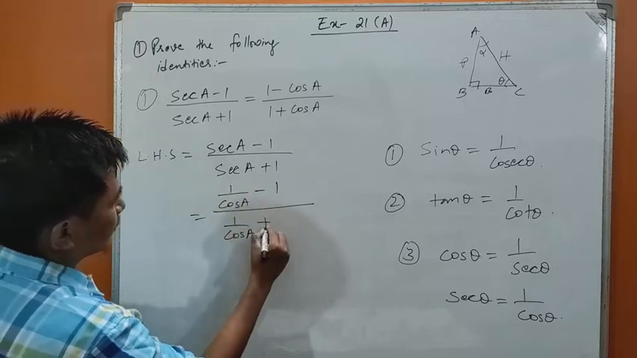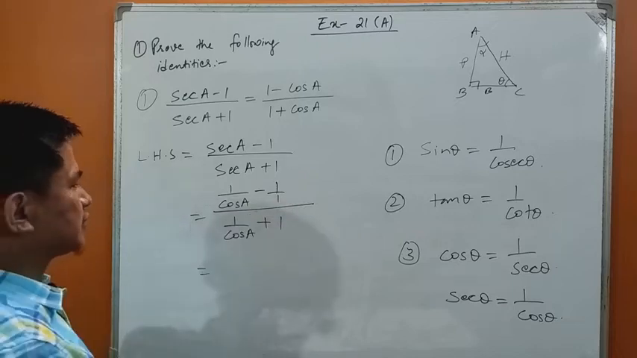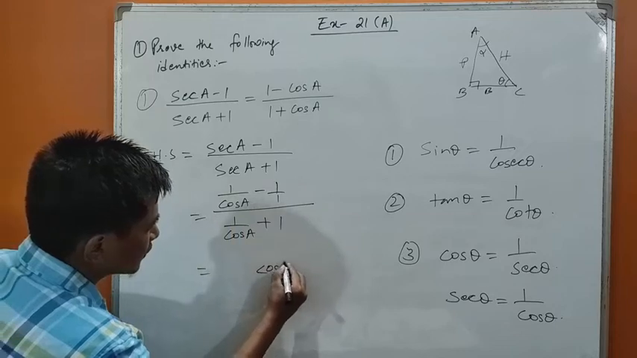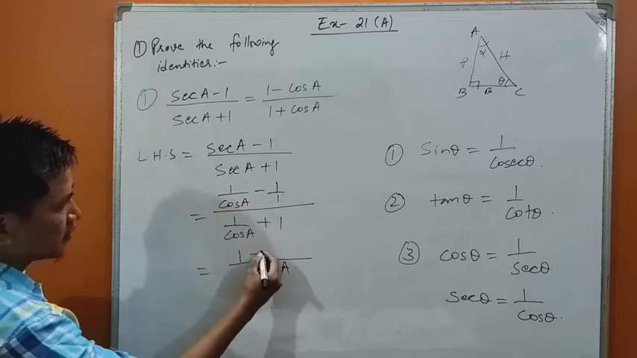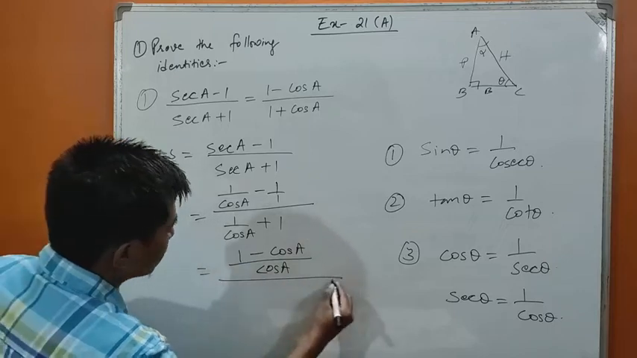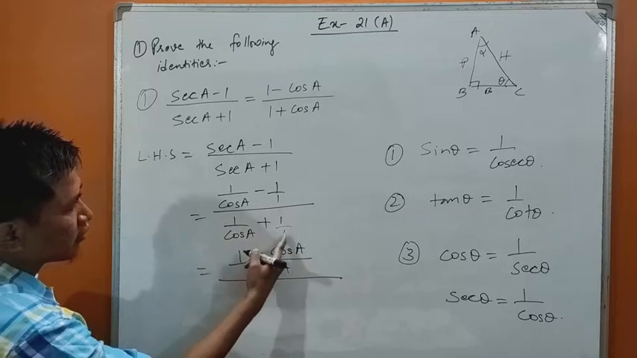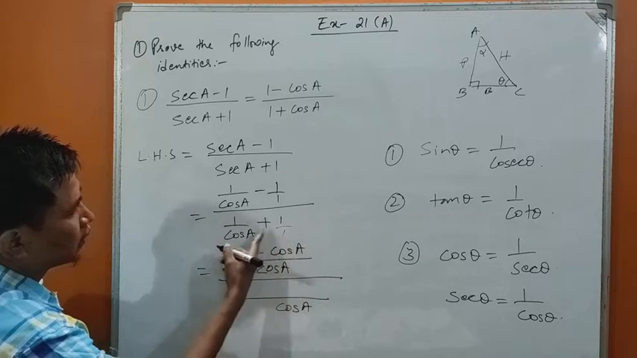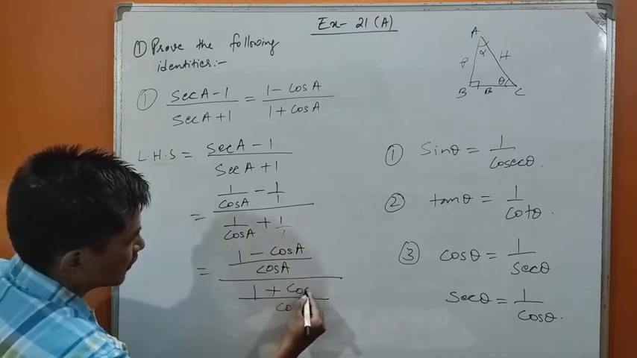So minus 1 whole upon this sec a means 1 upon cos a, so plus 1. Now here we have 1 in the denominator of 1, so let us take the LCM of cos a and 1. The LCM will be cos a. So 1 into 1, 1 minus cos a into 1, cos a, whole upon, here also we have 1 in the denominator, so the LCM of cos a and 1 is cos a, and 1 into 1 is 1 plus cos a into 1 is cos a.